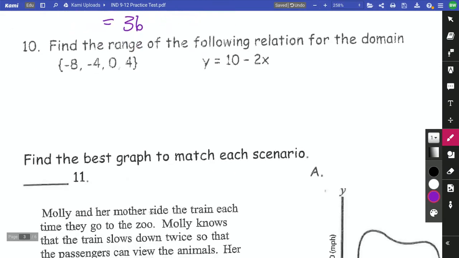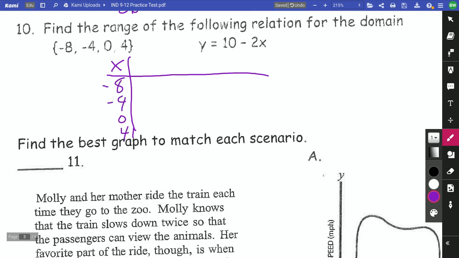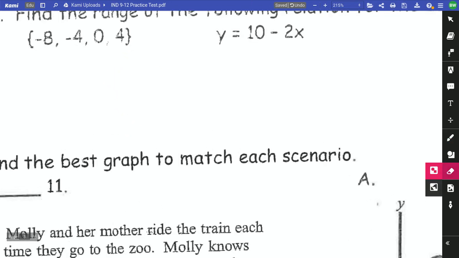Now we have one of these: find the range of the following relation for the domain. We've done a lot of these problems. I think to save time, I'm not going to work this all the way out. It doesn't say to write it as a set of ordered pairs, but you could. But I will show you how to do it. So our x values, we have 4 of them: -8, -4, 0, and 4. And I should have zoomed this a little bit bigger. Let's do this again so we have more room.